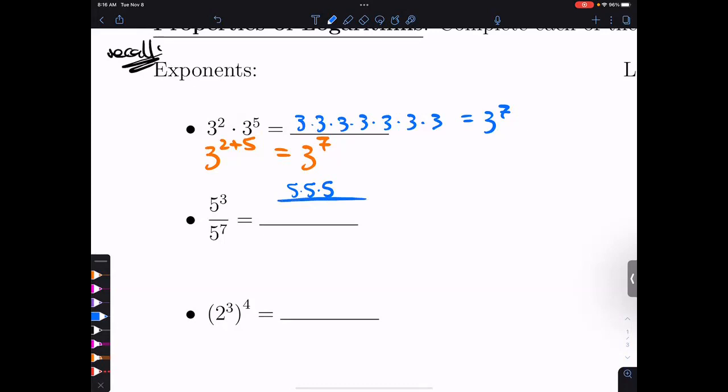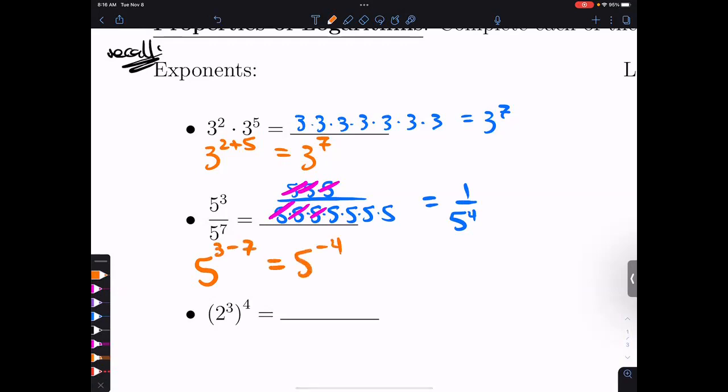Because I didn't want to have to write out 7 copies of 5. That's why. 4, 5, 6, 7. So 1, 1, 1, 1. They cancel, right? And you're left with 1 over 5 to the 4th. But again, a better way to do that would have been 5 to the 3 minus 7, which is -4, which is the same thing as the reciprocal of 5 to the 4th.